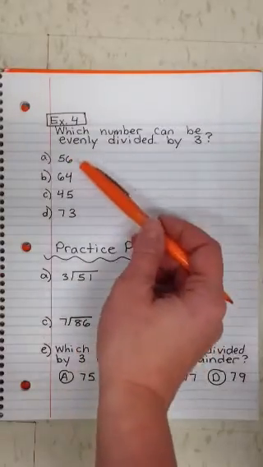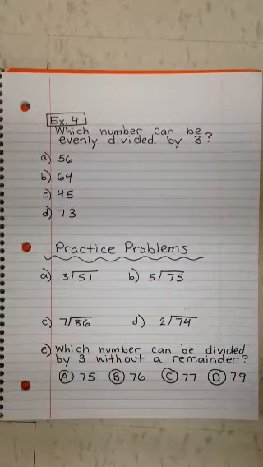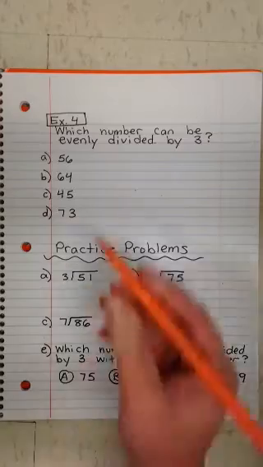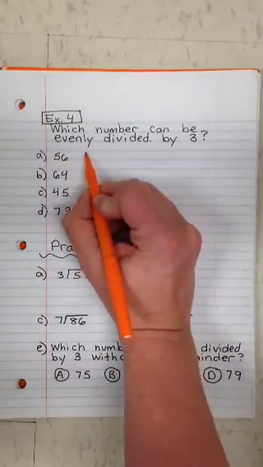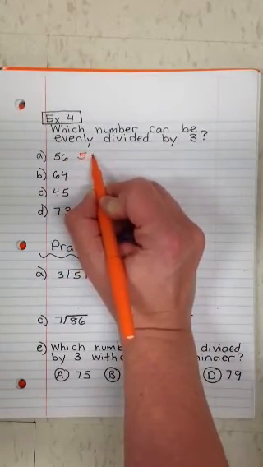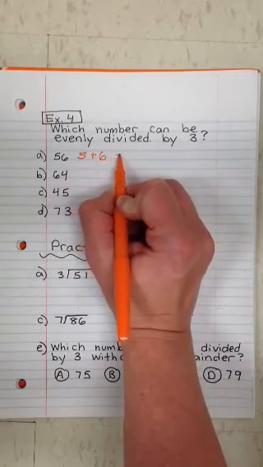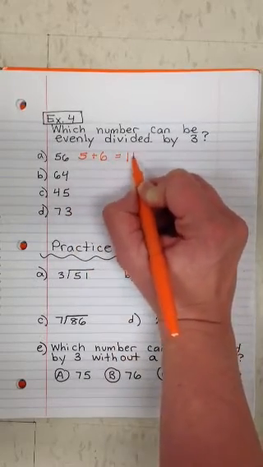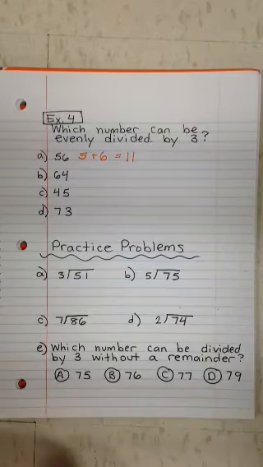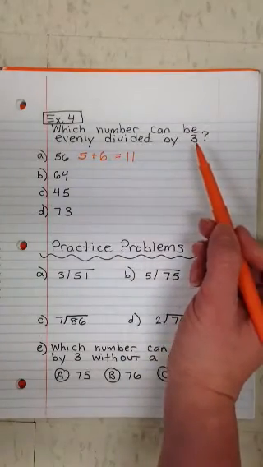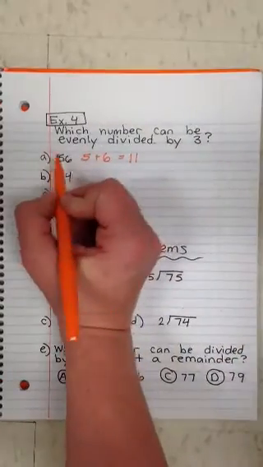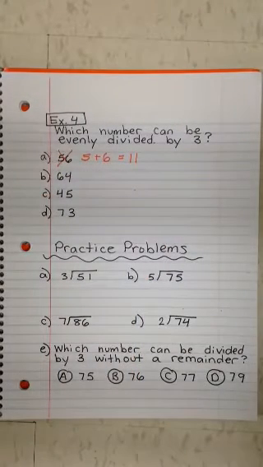I've got 4 numbers here. One of them can be divided evenly by 3. The others can't. What we're going to do is use our divisibility rule to figure out which one. Well, I'm going to add up the digits of 56. 5 plus 6 equals 11. Will I get to 11 if I count by 3s? Nope. 56 is not divisible by 3.